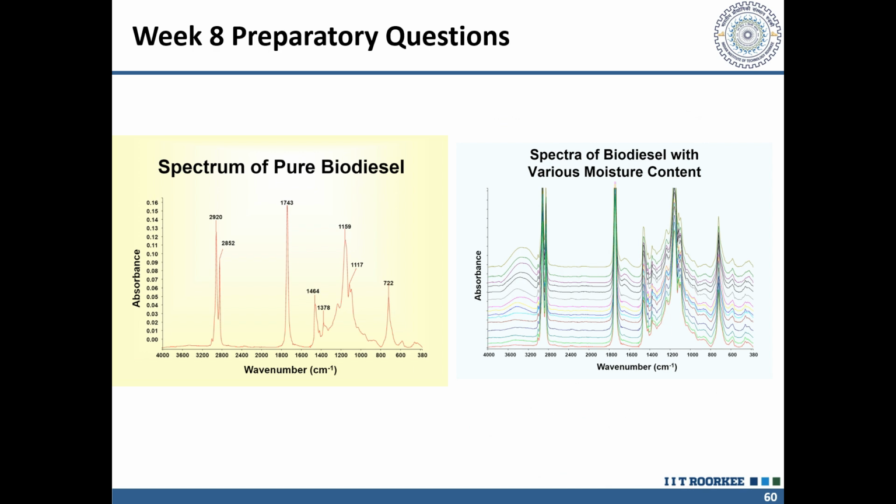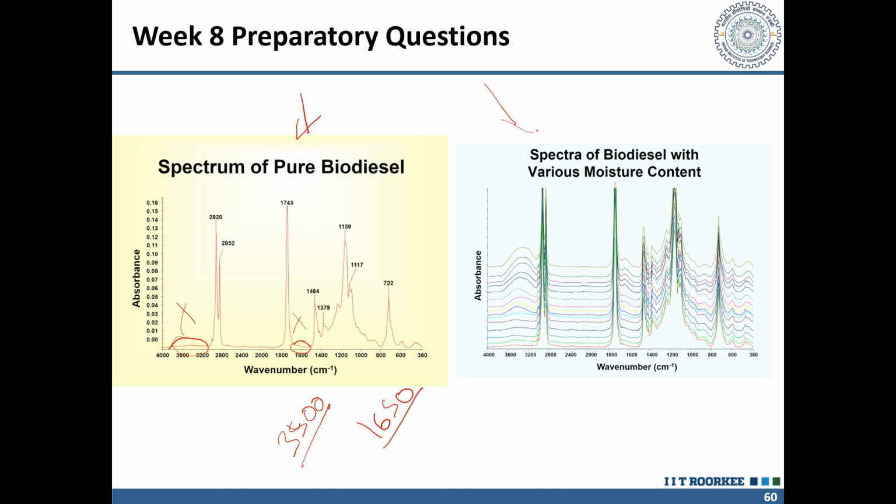So this is a typical spectrum of pure biodiesel, and generally water is seen at 3500 and 1650 peaks. So here we can see this is the peak, and there is one more here. So there are no peaks here. Why? Because it is a pure biodiesel and it has no water in it.